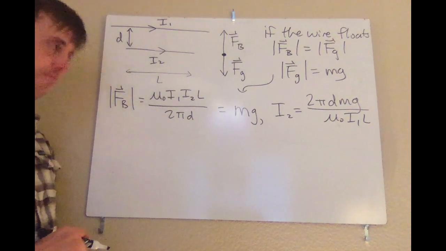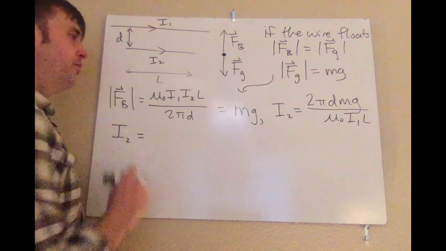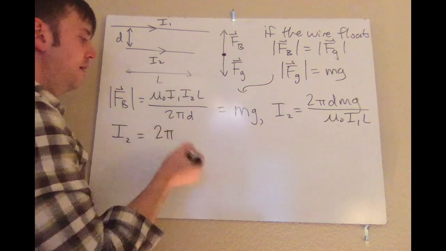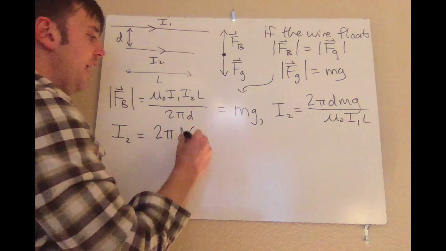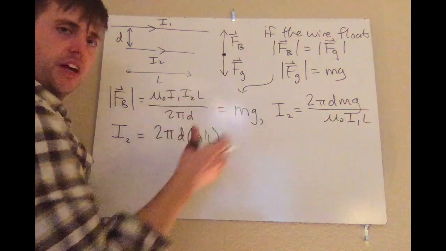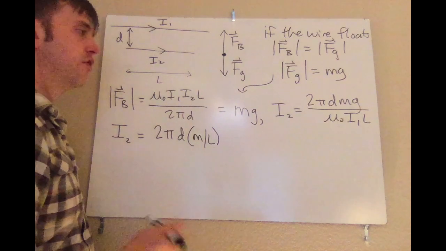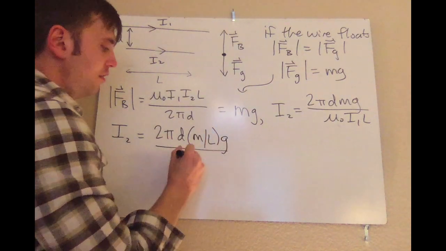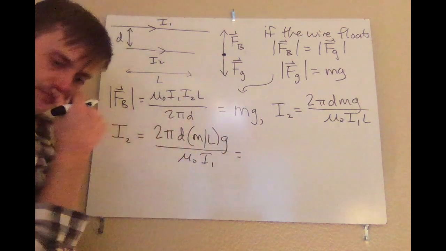Okay, the next thing I'm going to do before we plug the numbers in is rewrite this slightly. On top, we have 2 pi, we have the distance between the wires, and I want to take m divided by L and put that as a single term, because what we know is the mass per unit length of this wire. Then we have g, and on the bottom we have mu naught times I1. Okay, now we'll put the numbers in.